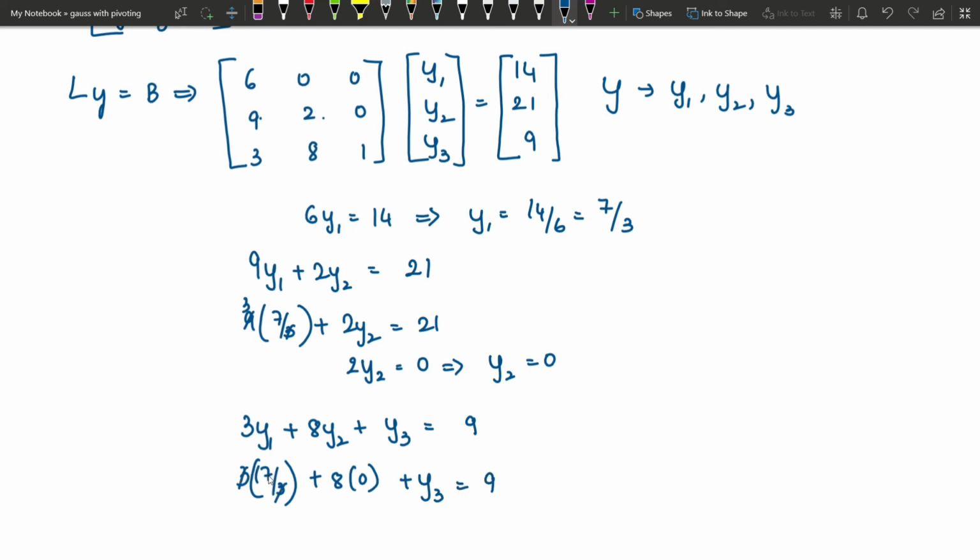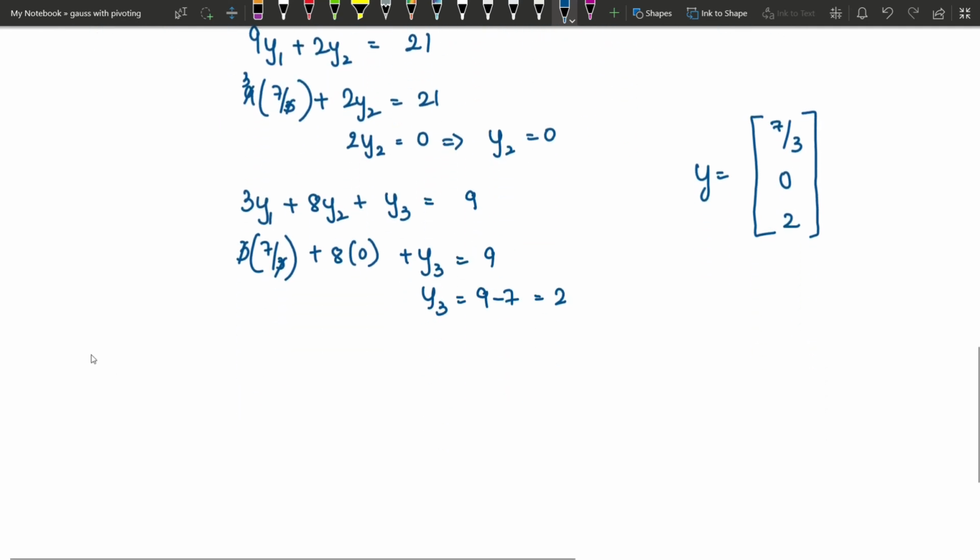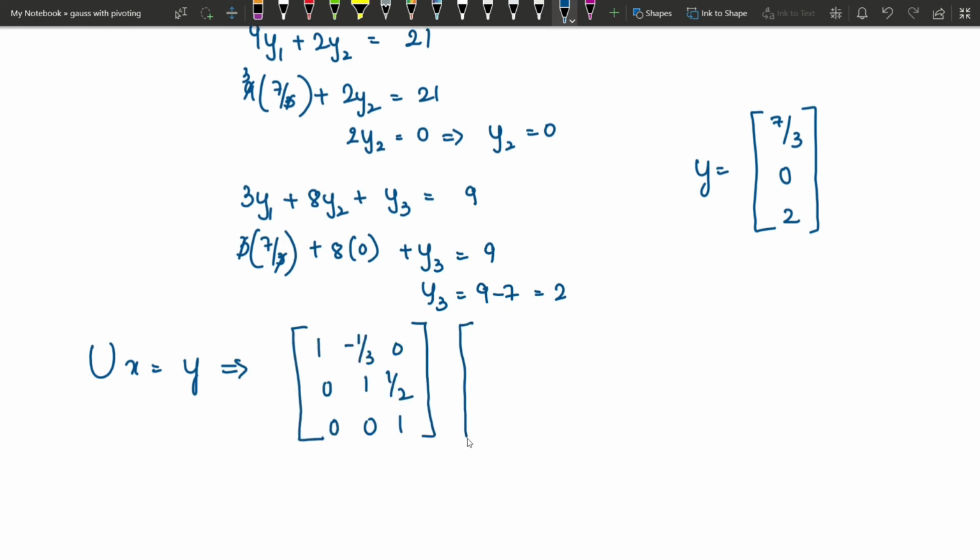Now the last equation is 3y1 plus 8y2 plus 1y3 equals 9. 3 into y1 which is 7 by 3, plus 8 into 0, plus y3 is equal to 9. So here 3 and 3 get cancelled. We will have 7. That 7 goes to RHS. It becomes minus 7 and this is 0. So y3 is 9 minus 7, which is 2. So what is matrix Y? It is 7 by 3, 0 and 2.